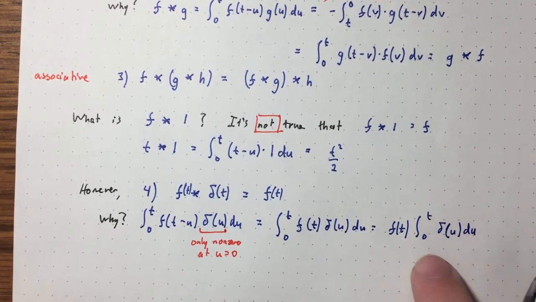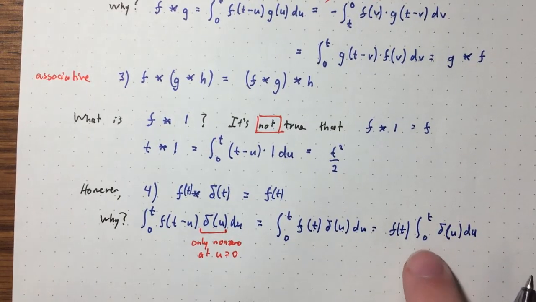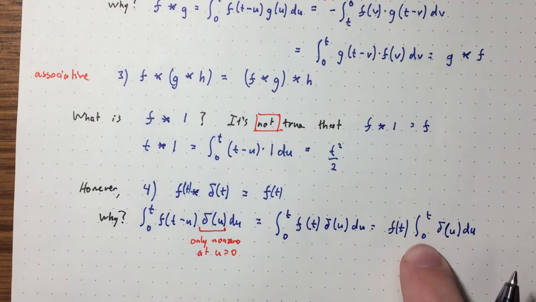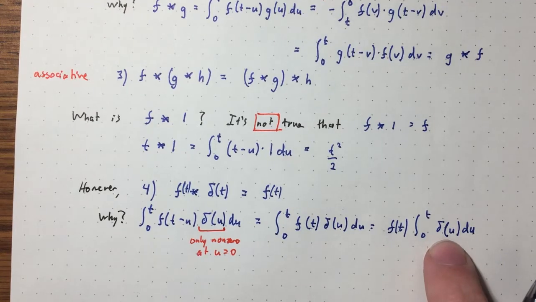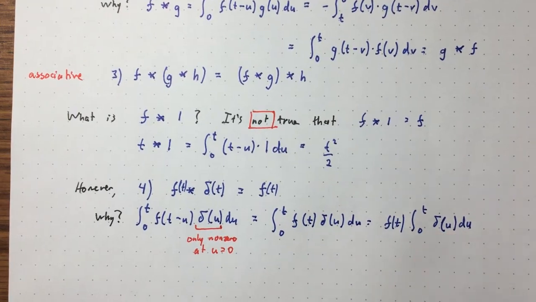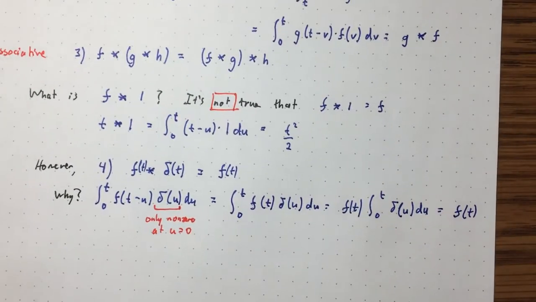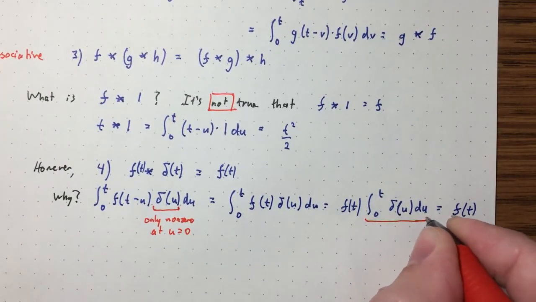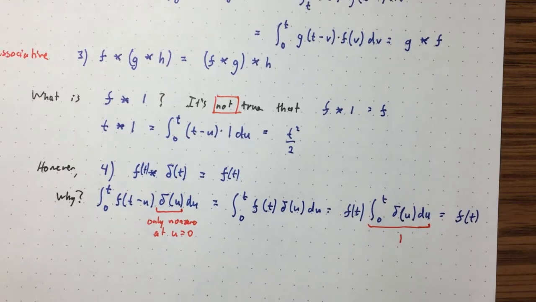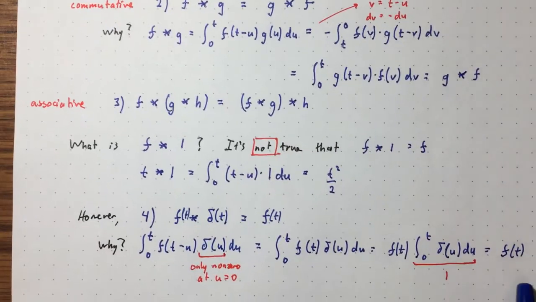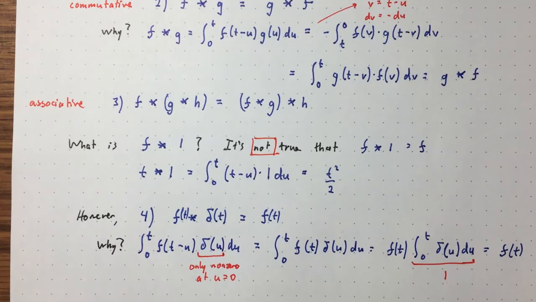And then what is this integral? We're integrating the Dirac delta function, but we see that the lower limit includes 0, which is where this has the infinitely high spike with area under the curve 1. And so this integral becomes 1. And so we just get f of t. Because, again, this is 1. And so we see that this Dirac delta function acts as an identity element. Multiplicative identity.